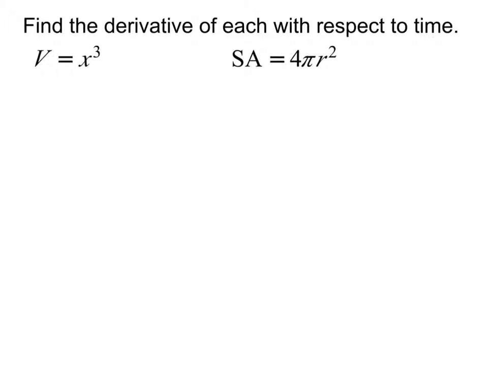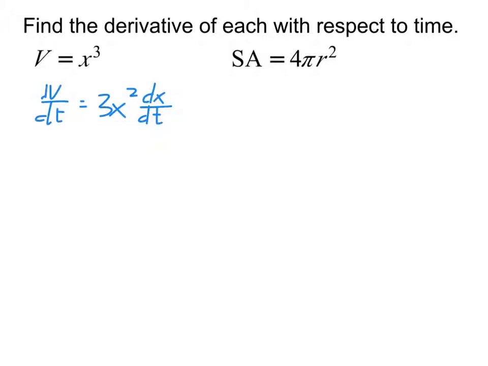So for our first one here, we've got v equals x cubed. We're finding the derivative with respect to time. So that's going to be dv over dt equals, and then for the x cubed, remember you are using chain rule here. So it's going to be 3x squared as normal, but then times the derivative of the inside, so that's dx over dt. That's the derivative with respect to time. Therefore, we're done. That's all you've got to do there.